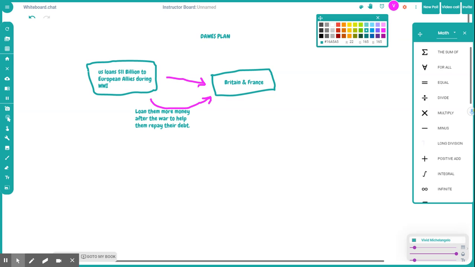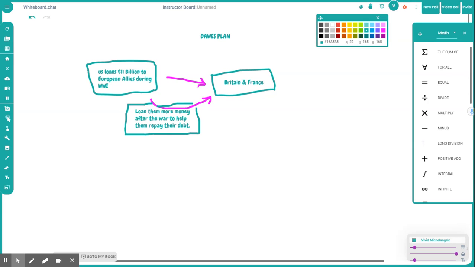Now, if you're looking at this and thinking, but Ms. Payne, that makes no sense, then I will say, I agree with you. Why would you loan someone who already owes you $20 and can't pay you? Why would you loan them another $20, right? To help them repay the first 20. It makes no sense, but this is what we did. So we gave them $11 billion during the war. We gave them more money after the war to help them.